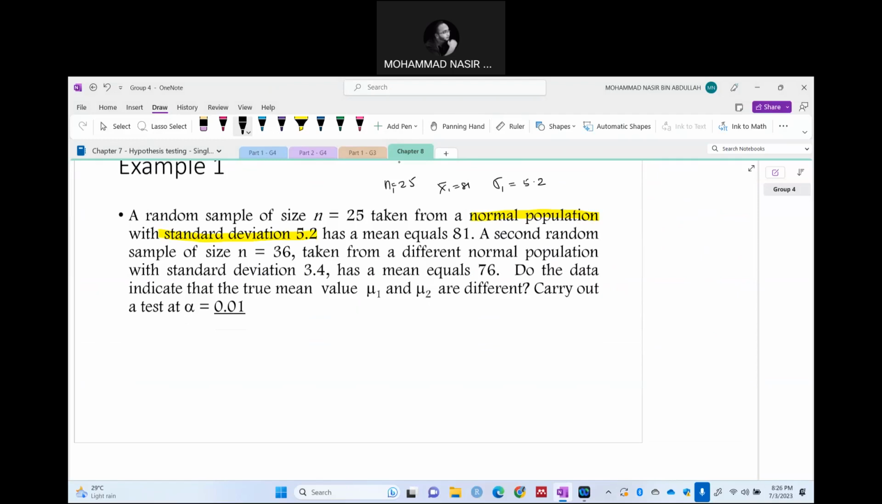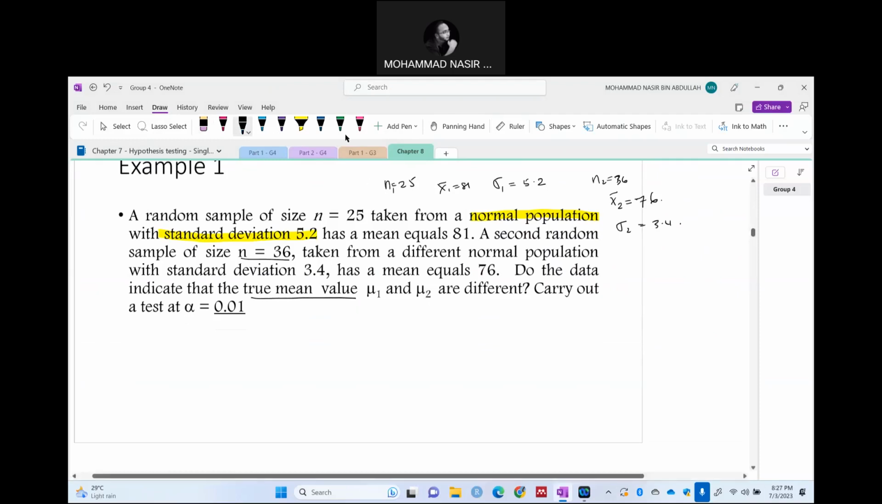Right? So a second random sample of size 36. So n2 equal to 36 with mean x bar 2 equal to 76. And sigma 2 is equal to 3.4. Right? So do the data indicate the true means, mu1 and mu2, are different? Carry out the test at alpha 0.01.